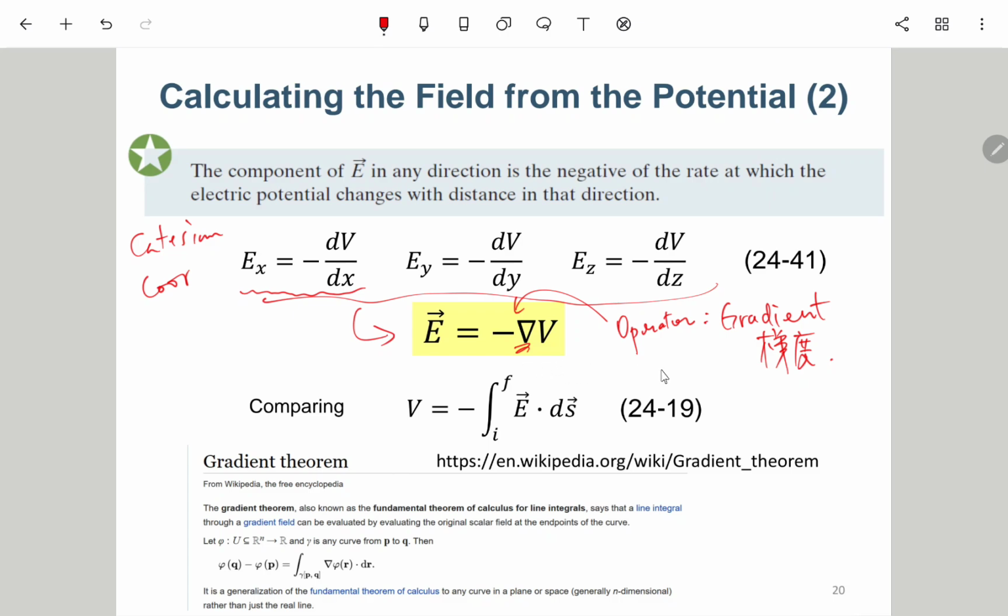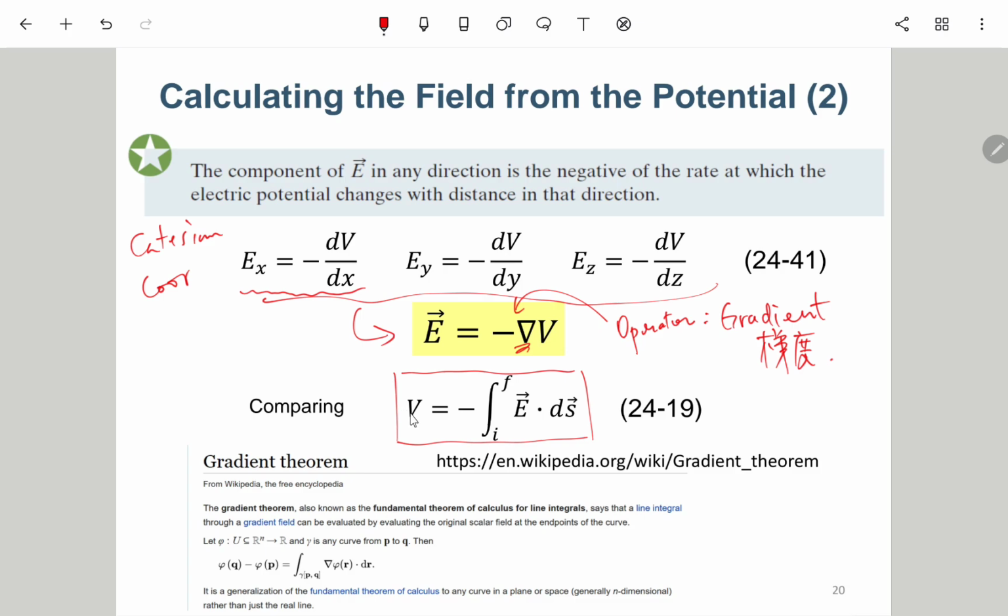Okay, so previously we have learned this as the definition of the potential. The potential is the negative of the integral of E dot ds from the starting point of the path to the final point of the path. So this is the integration. You can consider it an integration of E. You don't care whether it is a single integration or a line integration. Simply speaking, the integration of E becomes the potential.